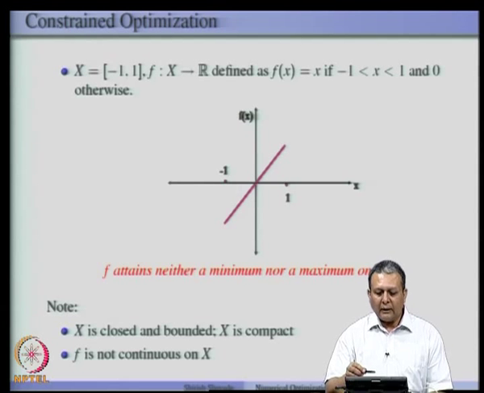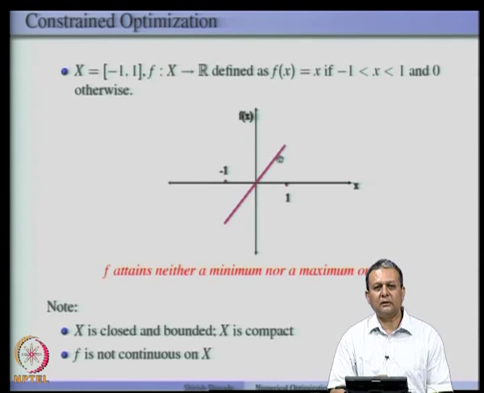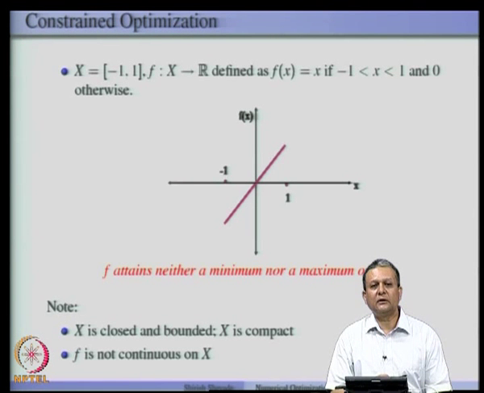Now, again we can say that f does not attain a minimum or a maximum in this set x. Remember that here x is a compact set and f is not continuous. So, compactness of x alone was not enough. Probably we need some more conditions on f, and that condition is the continuity of function f on x. So, suppose x is a compact set and f is a continuous function on the set x, then can we say something?